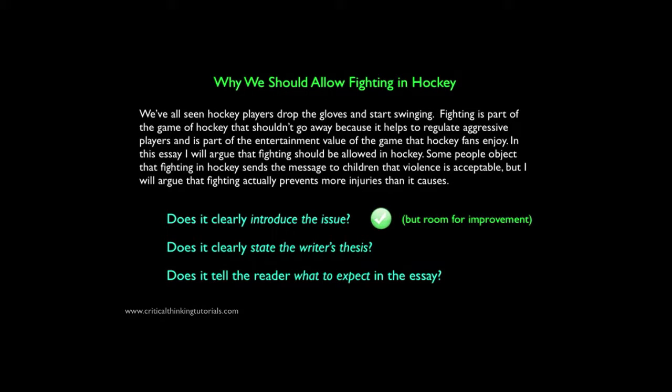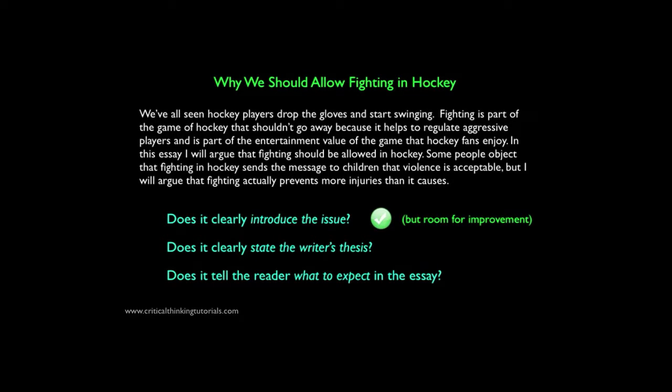Someone might read this and wonder whether the issue is about whether fighting in hockey should be banned or whether it's about fighting in hockey as a general moral issue. These two aren't necessarily the same thing. I might judge an action or a practice to be morally wrong, but not necessarily agree that the practice should be banned. And it's also unclear whether this is about professional hockey or whether it's meant to include amateur hockey, and if so, what age range of players is being considered. So there's room for improvement in clarifying precisely what the issue is, but it's still not too bad.